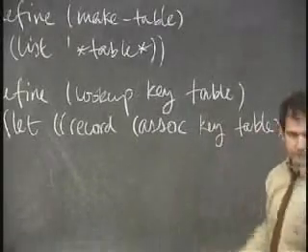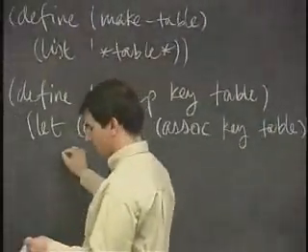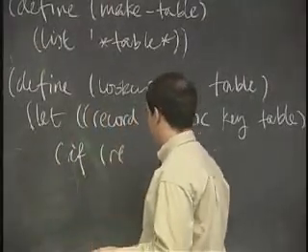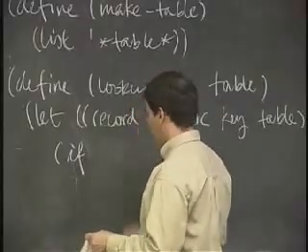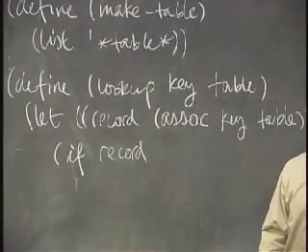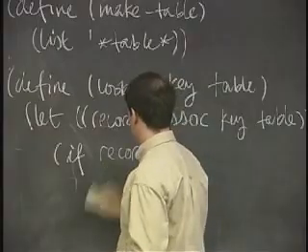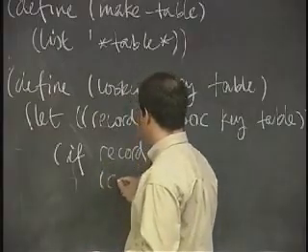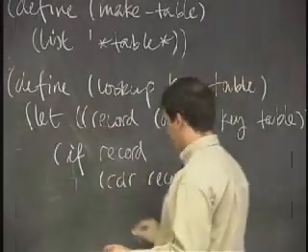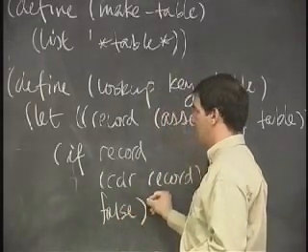We'll talk about what the data structure is inside the table. Otherwise, it'll return nil. So we want to check if the record exists, that is, if it's not nil, we want to return the cdr of the record. I'll explain in a second why we return the cdr of the record. Otherwise, we return false or nil.